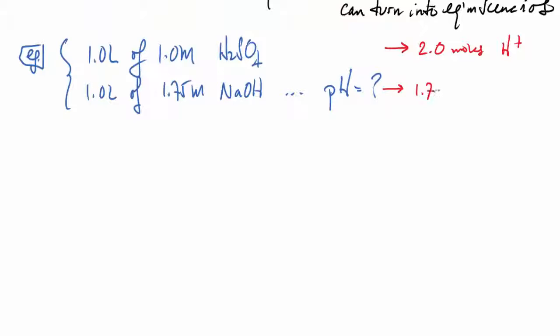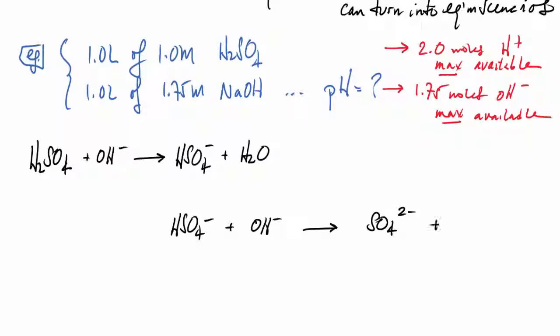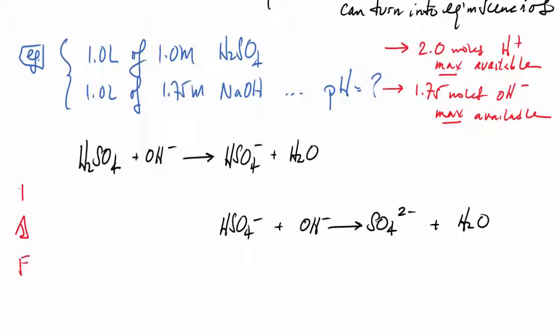So there's 2 moles maximum of hydronium ion available because H2SO4 is diprotic, and 1.75 moles maximum of hydroxide ion available. So here we have the balanced reaction, this is a stoichiometric reaction, by the way, for the sulfuric acid dissociating, and now we have the bisulfate ion dissociating in the second step.